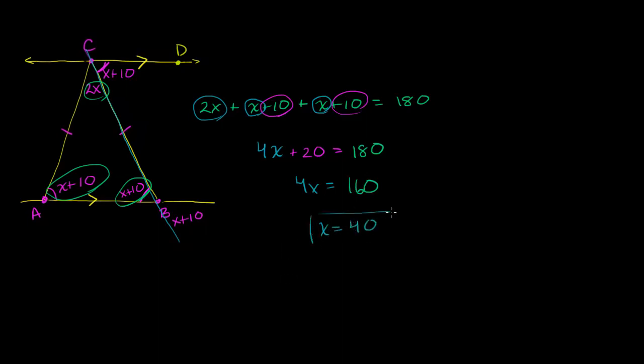And we're done. We figured out what x is, and then we can actually figure out what these angles are. If this is x plus 10, then you have 40 plus 10. This right over here is going to be a 50-degree angle. This is 2x, so 2 times 40, this is an 80-degree angle.